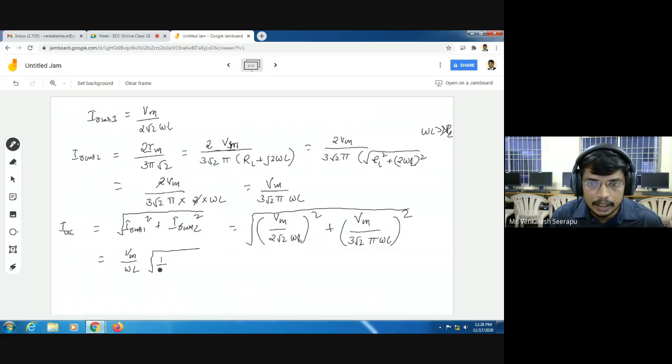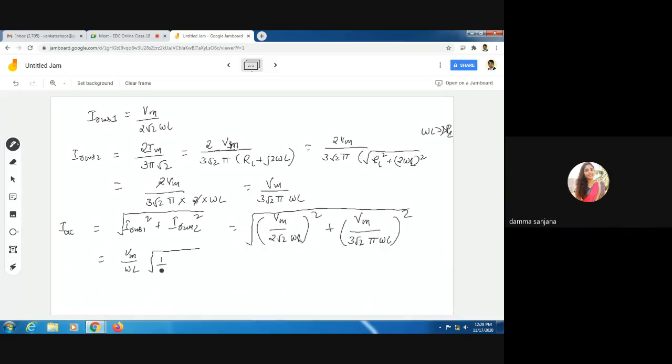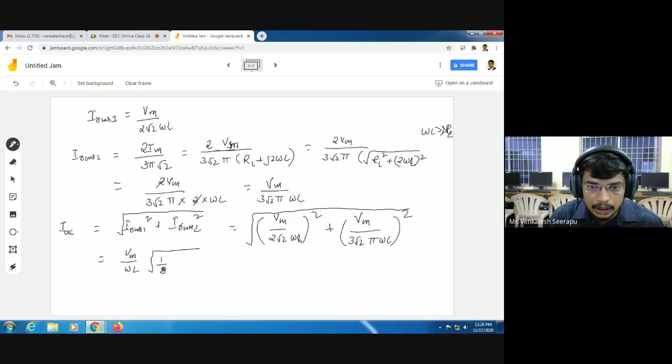What is the value of 2 root 2 square? 8, sir. So 1 by 8. And here we get 1 by 18 pi square. Okay, this is the value of IAC. Finally we have to find the ripple factor, which is IAC by IDC.